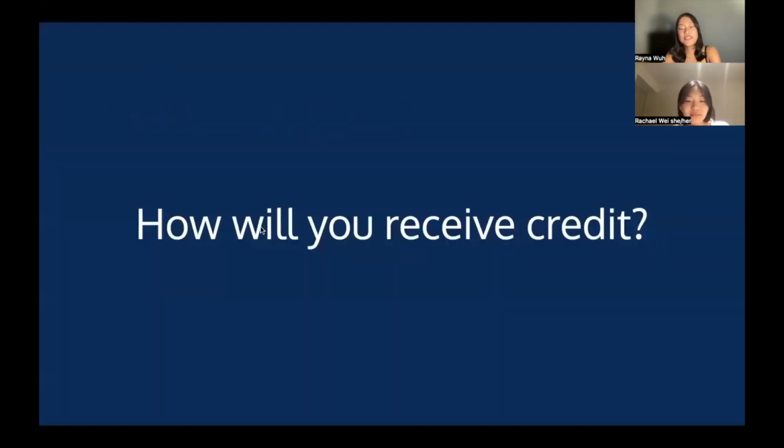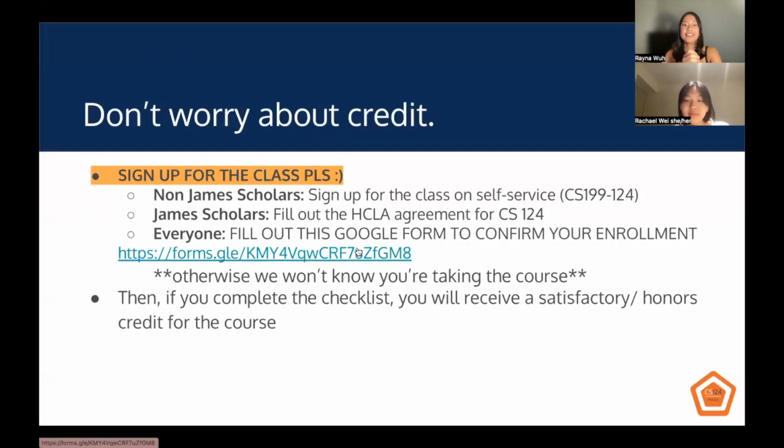Okay, so on to how will you receive credit. Don't worry about the credit. The most important thing first is to sign up for the class, and we cannot emphasize this enough. So non-James scholars, you're going to be signing up for the class on self-service. It's CS 199 section 124. The CRN I think is up on our FAQ on the website as well.